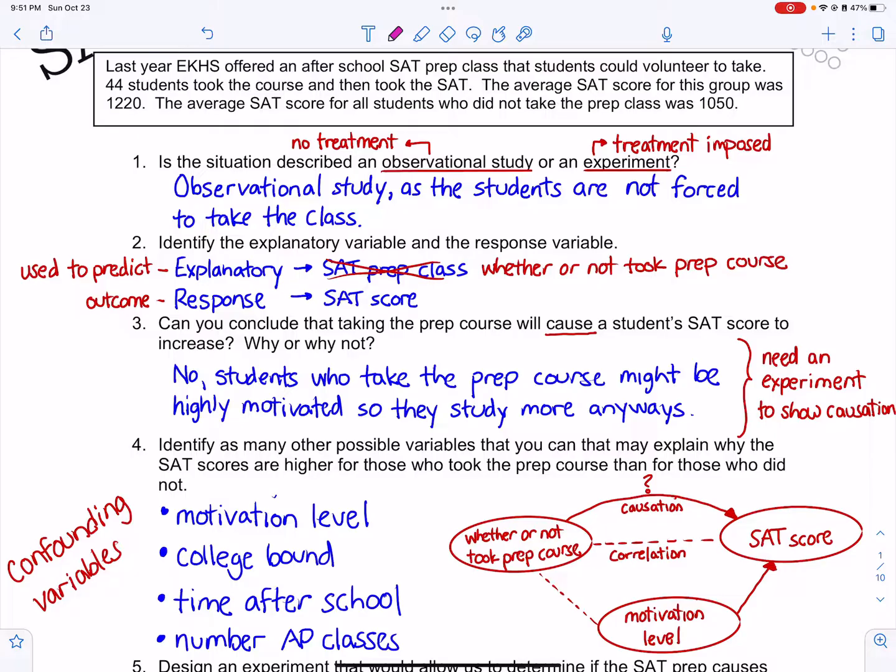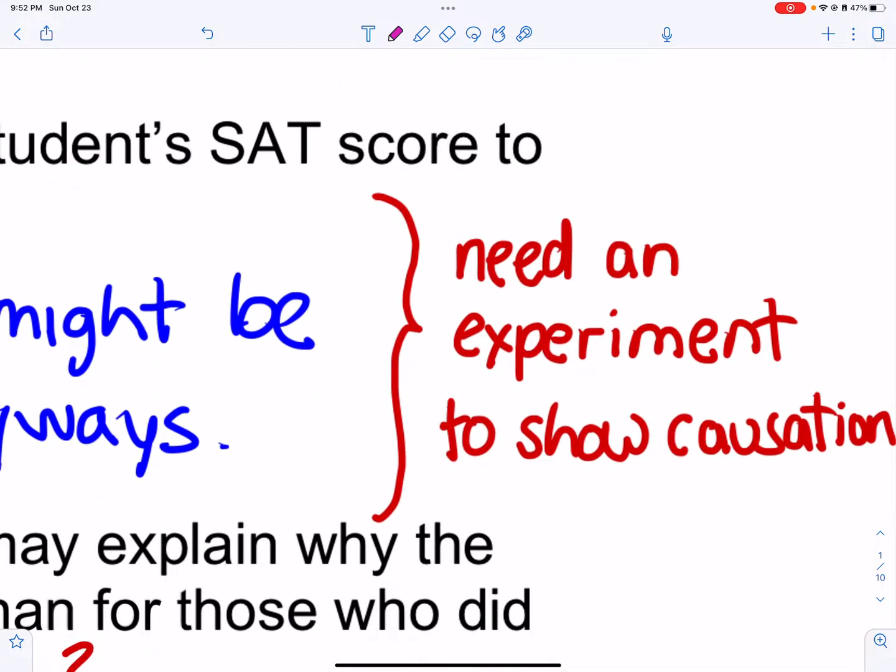Be careful. It can never be cause if it's an observational study, because the students who take the prep course might be highly motivated to study more anyway. But what we're saying is we have not controlled the variables to be able to say that this is the cause. We're not saying it's not the cause. We're saying we do not have evidence to show it's the cause. You have to have an experiment right here to show causation. That is very important.